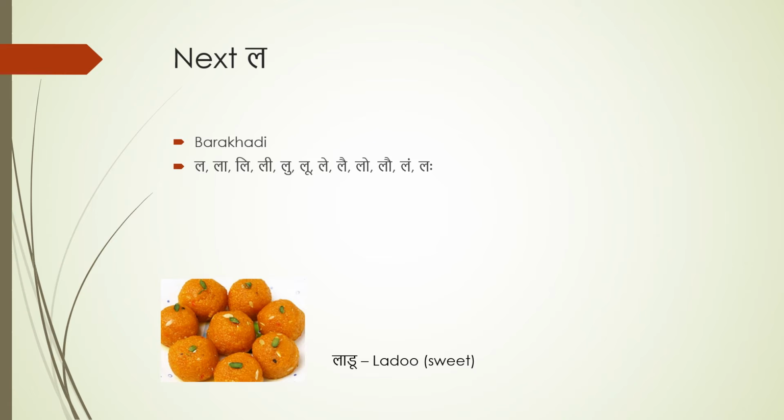Then we have l. L is written with a mirror image of a comma without the circle, a line at an angle going up, and then the standing line. That's how L is written. And of course the top line. Barakhadi for L is L, La, Li, Lu, Le, Lai, Lo, Lau, Lam, Lah. And the sweet Ladu makes a good example of L.